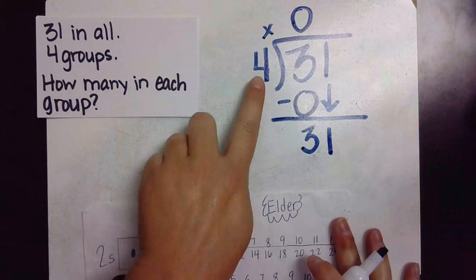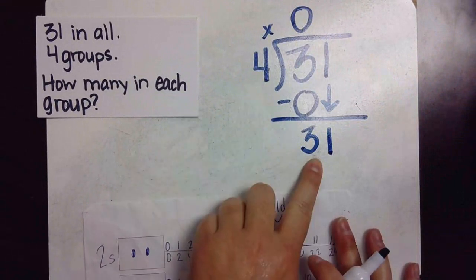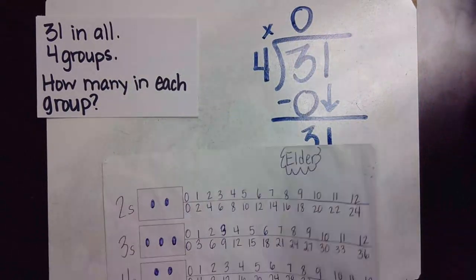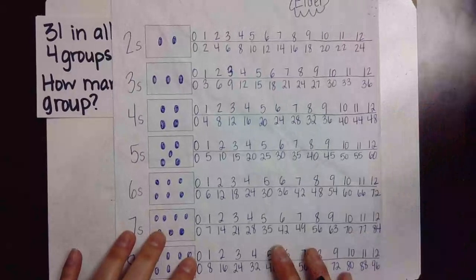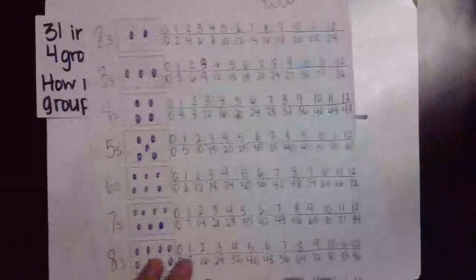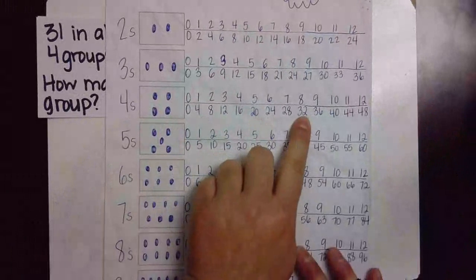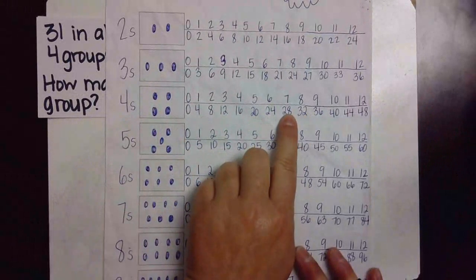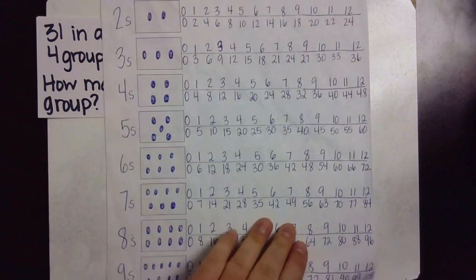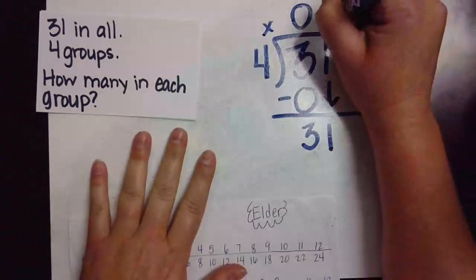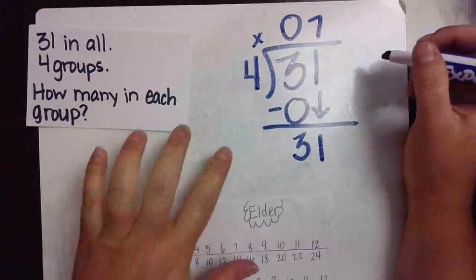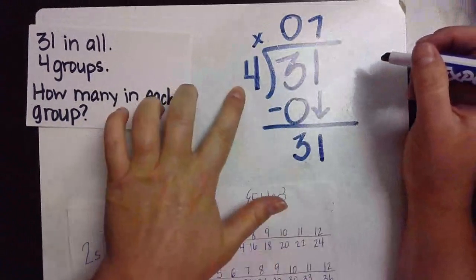Now I want to know, how many times does 4 go into 31? So here's my handy dandy best friend. So here's my 4s. Goes into 31. Well, 32 is a little too much, so I need to go one below. What's on top of the line? 7. And since 7 is on top of the line, it's going to go on top of the line here. Okay? So I divided 31 by 4 equals 7.